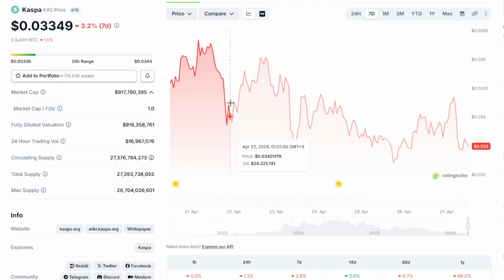Looking at volume profile, the highest concentration of trading activity sits near the middle of the range, around $0.034 to $0.035.